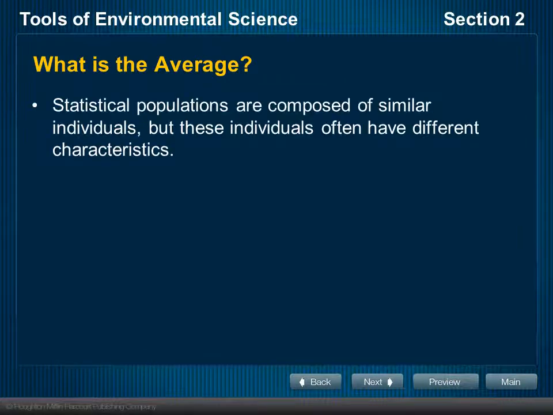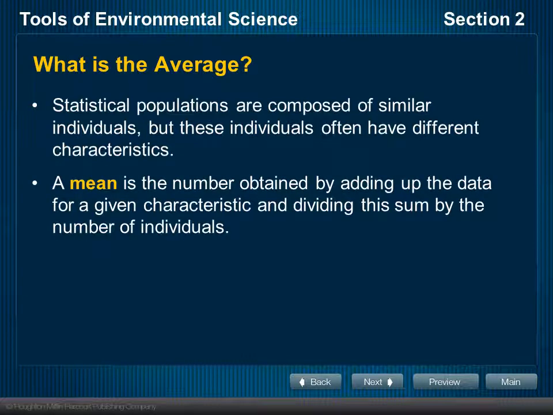The first is average. Statistical populations are composed of similar individuals, but the individuals have different characteristics. And so we can record that as an average, as opposed to recording all of their individual characteristics. The other term for average is mean, and it's the number obtained by adding up the data of a given characteristic and dividing this sum by the number of individuals.